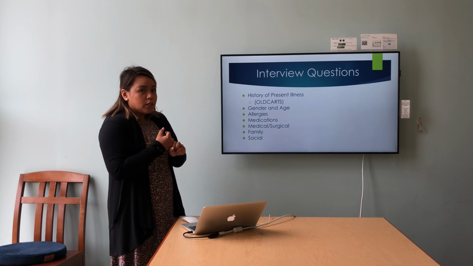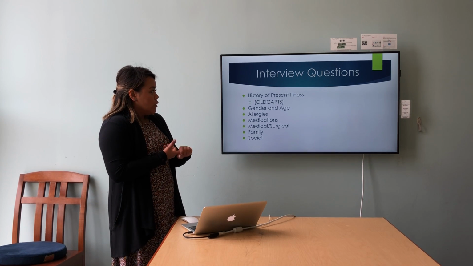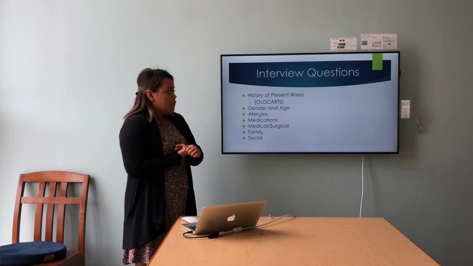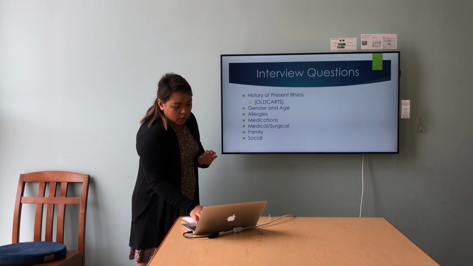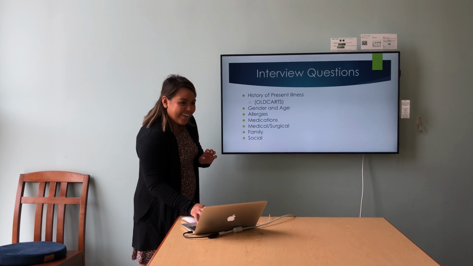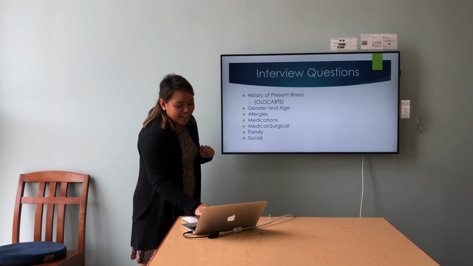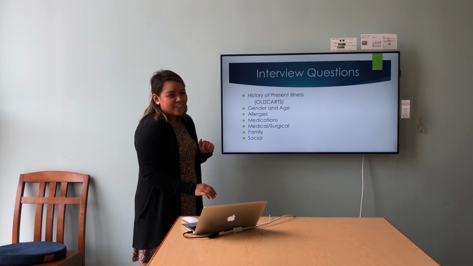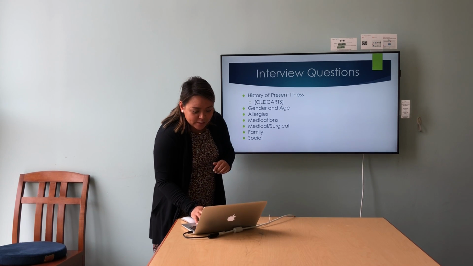It stands for onset, location, duration, character, associated or alleviating factors, radiation of the pain, and, what does the T stand for? Timing. There you go. And S? Severity. There you go. Good. All right, so let's start with onset.